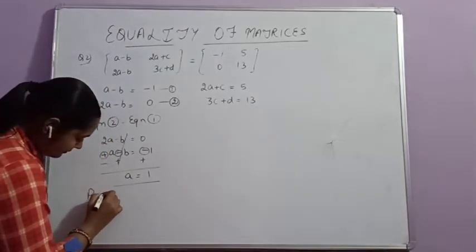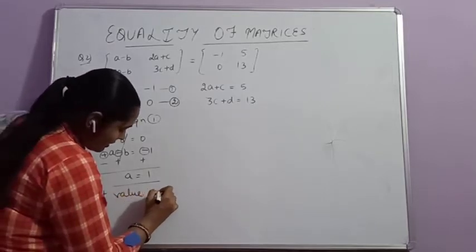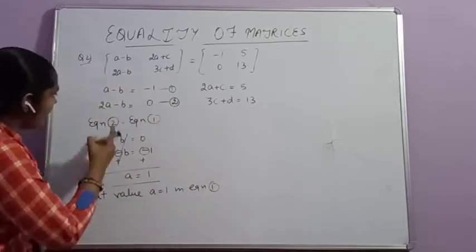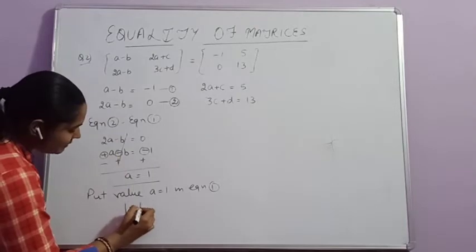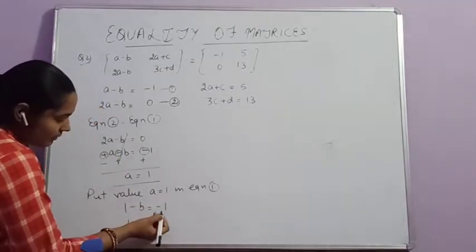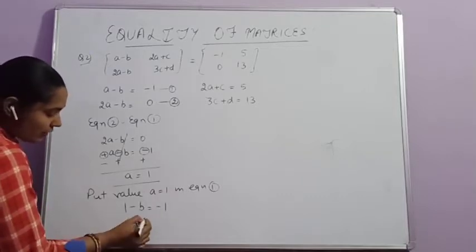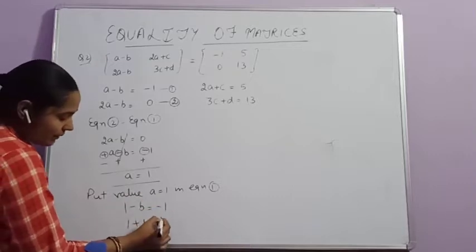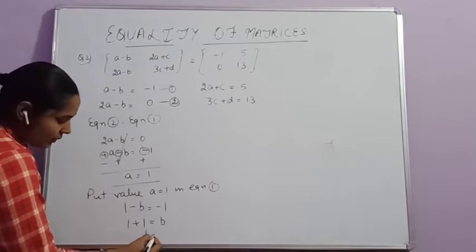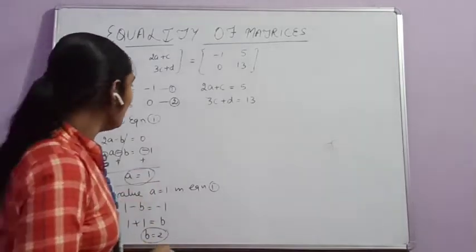Putting a is equal to 1 in equation first. 1 minus b is equal to minus 1. Minus 1 on the left hand side will come to the right and become positive, that is equal to 1 plus 1, that is equal to b. b goes to the right hand side and becomes positive. b is equal to 2. Value of a is equal to 1 and value of b is equal to 2.